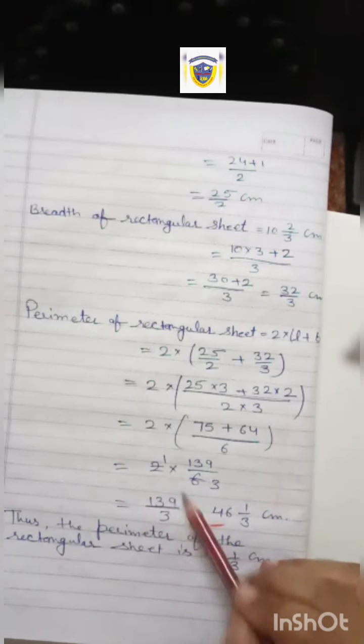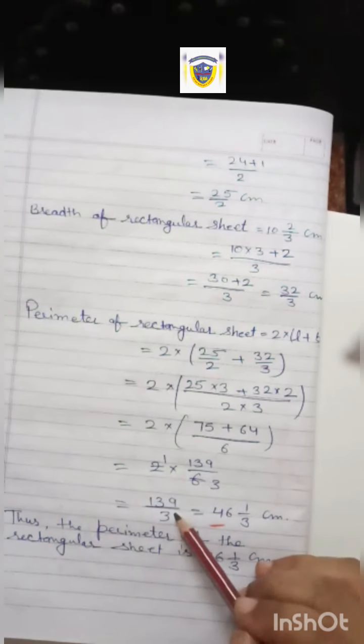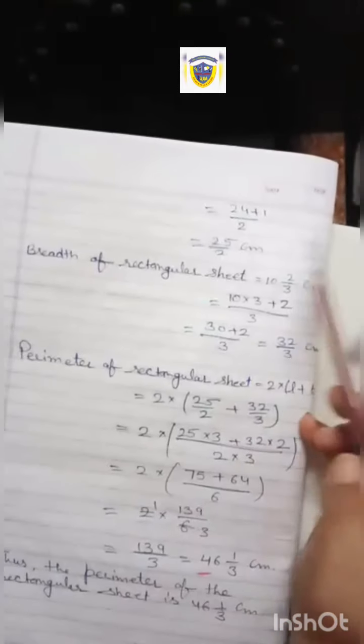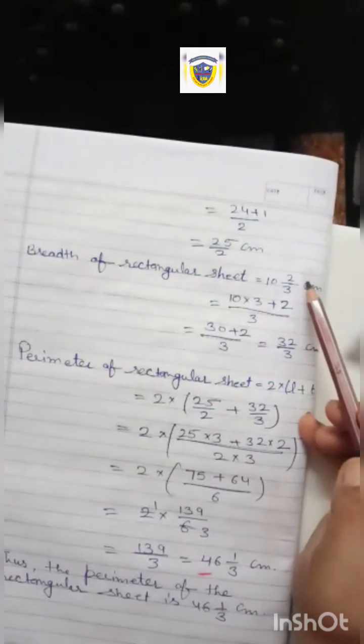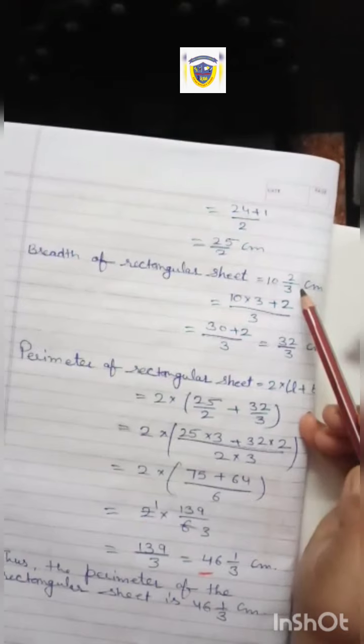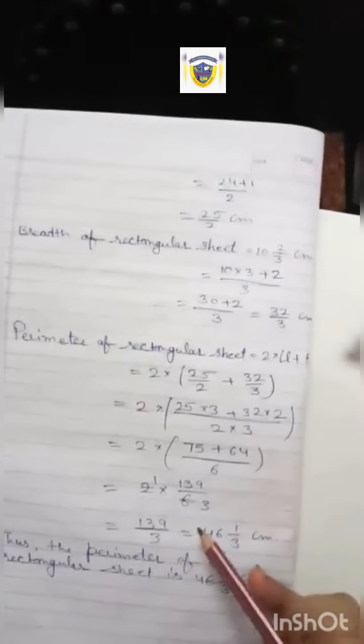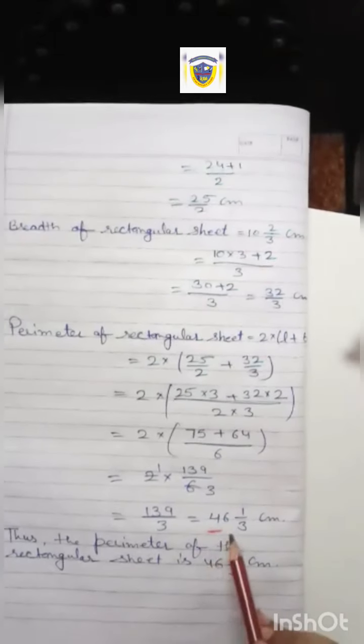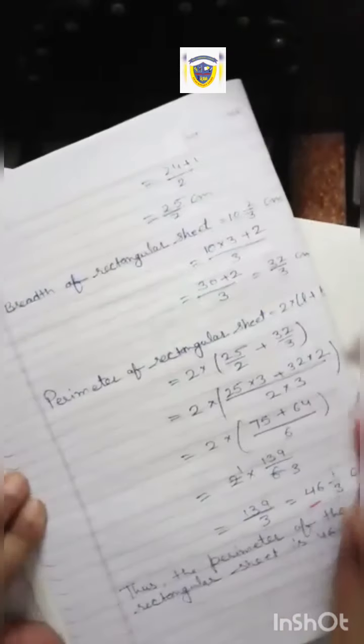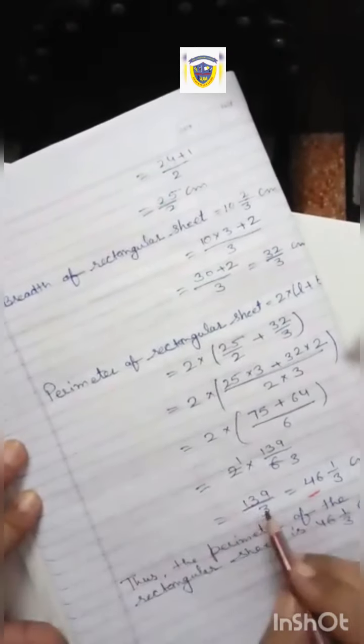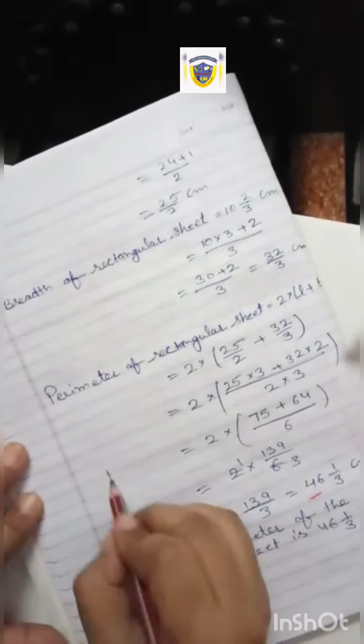Now this is improper fraction. Because the question is in mixed fraction, na? Length and breadth is in mixed fraction. So we will give the answer, the perimeter, in mixed fraction. How? What we will do? I will simply divide 139 by 3.